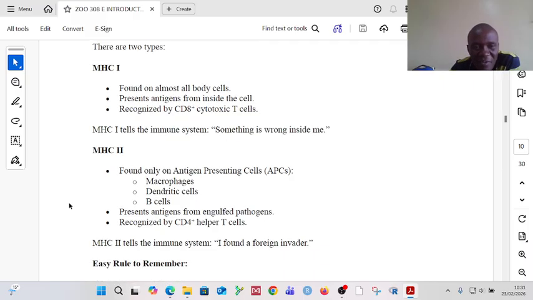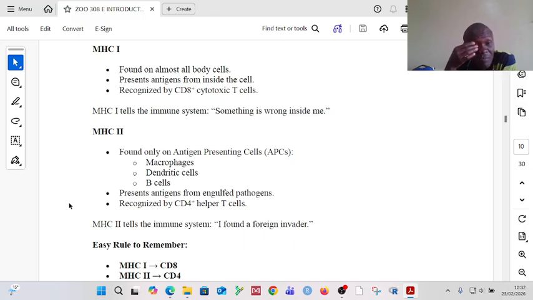The second type of MHC is the MHC class 2, the MHC type 2. The major histocompatibility type 2 is found only on the antigen-presenting cells. There are 3 antigen-presenting cells: the macrophages, dendritic cells, and B cells. Okay? So it means the MHC class 2 is only capable of presenting antigens from pathogens which were swallowed.